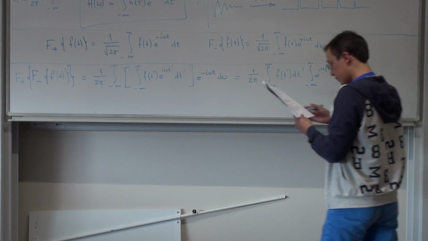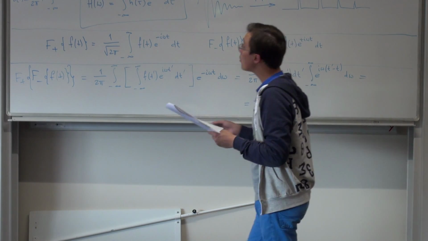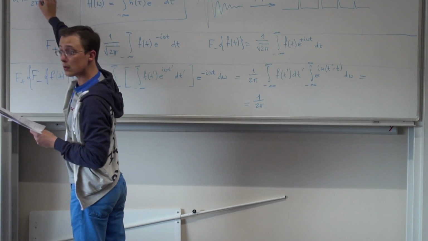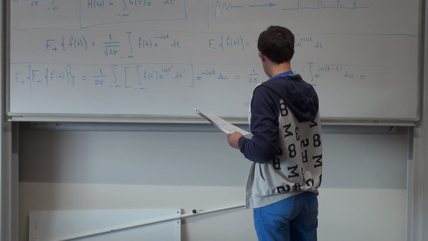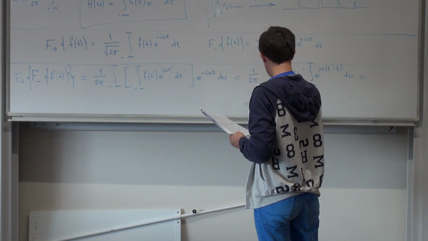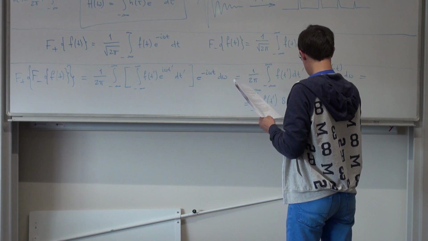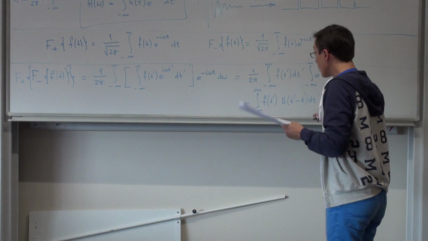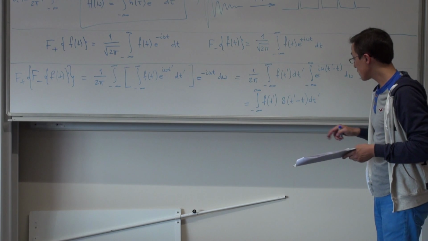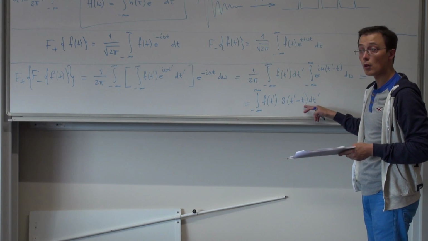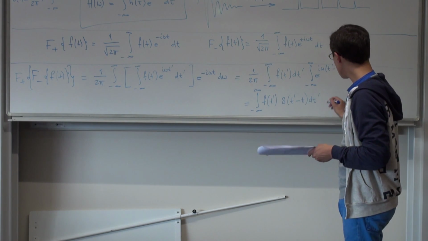So what I've got therefore is 1 over 2 pi. It also cancels because of this. And so we are left with the integral minus infinity to infinity f of t prime delta (t prime minus t) dt prime. And from this, I just need to use the property of the delta function, that it simply returns us the value of the function at the point of this constant. And so that's it.